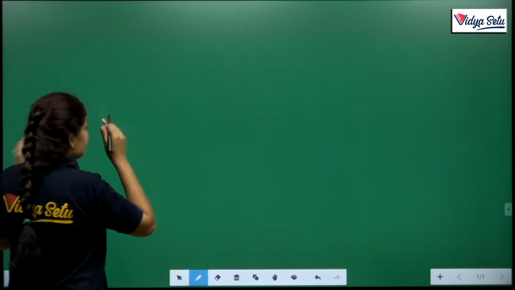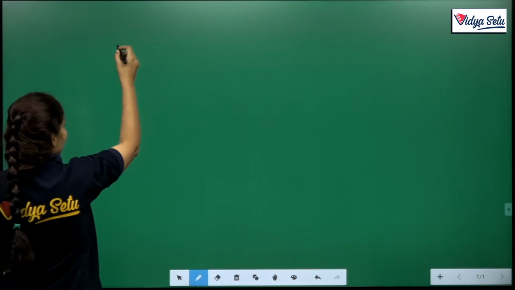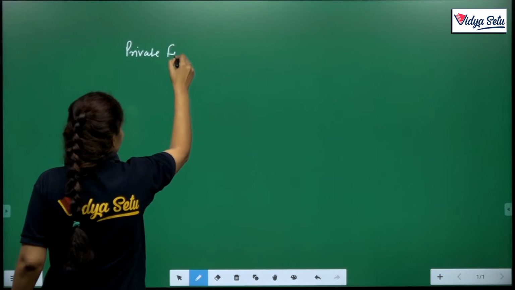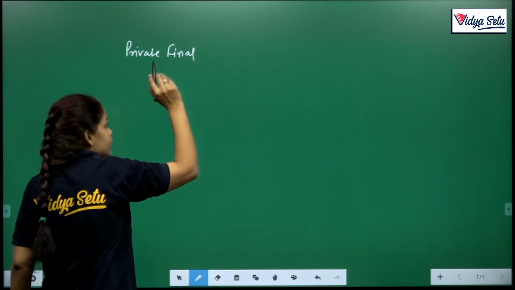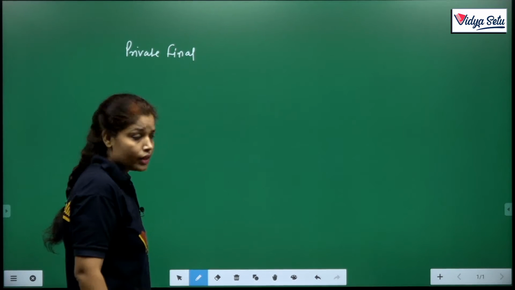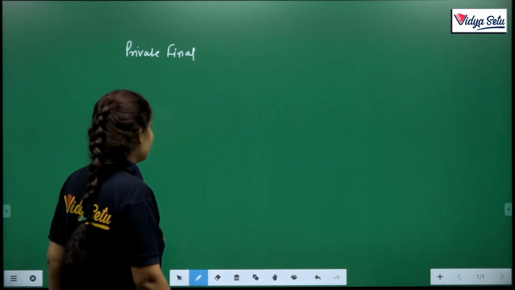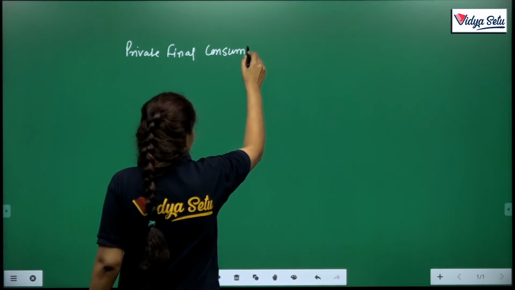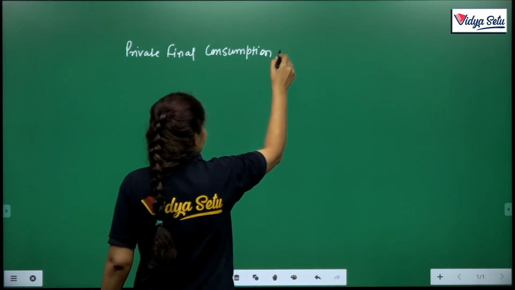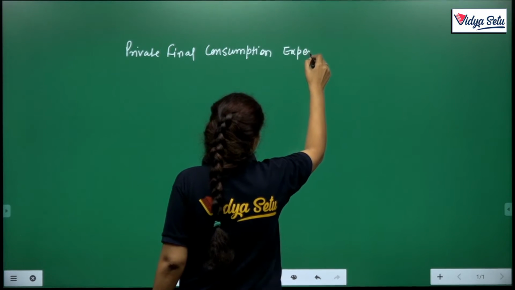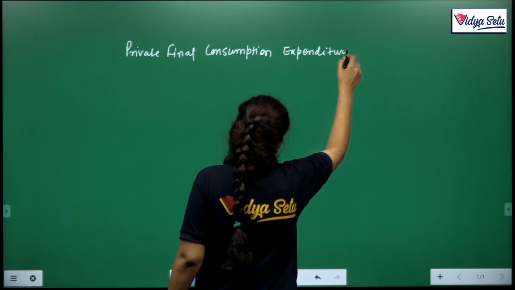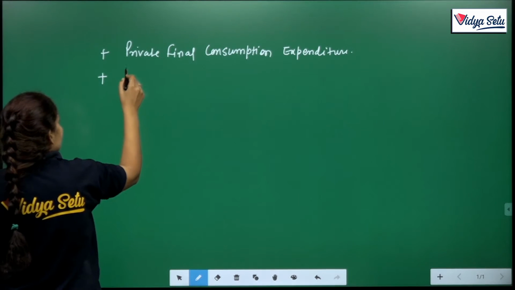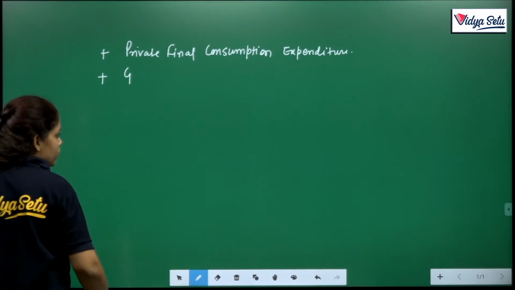So, there are four kinds of expenditure. First of all, private final consumption expenditure. We always take the word final because we do not consider intermediate consumption, okay. Plus government, this is our household sector, clear?